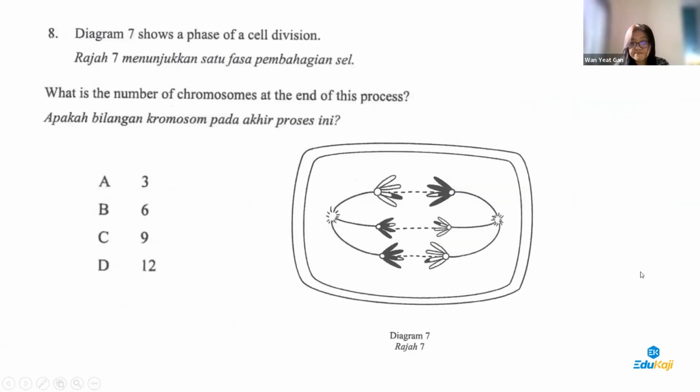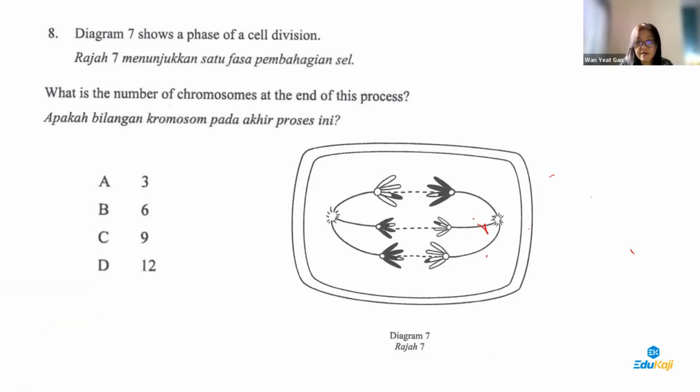Number 8. Diagram 7 shows a phase of cell division. What is the number of chromosomes at the end of this process? Now, you can see that this phase is actually anaphase 1 because the sister chromatids are still held together at the centromere.